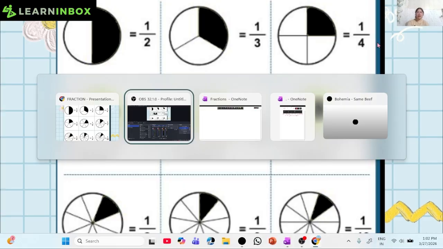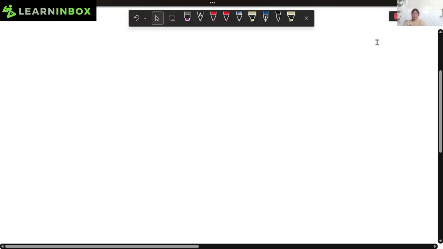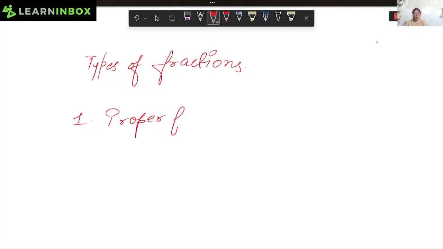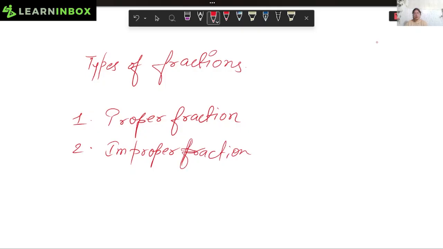Okay, now if we talk about the types of fractions, there are three types of fractions: the proper fraction, second is the improper fraction, and third is the mixed fraction.